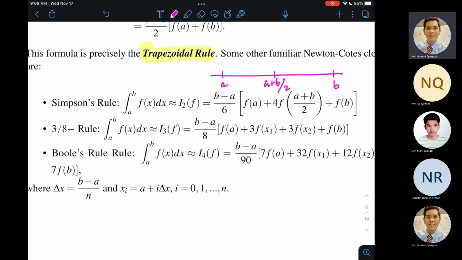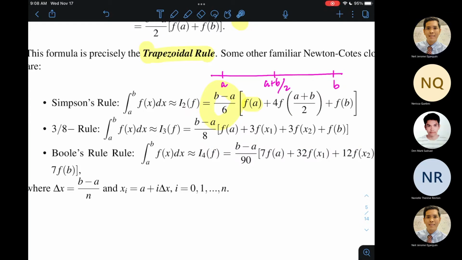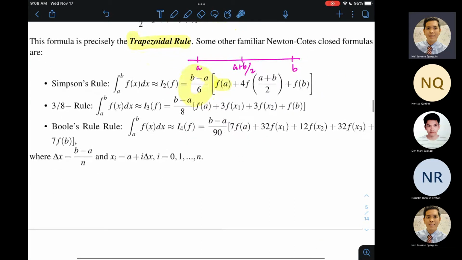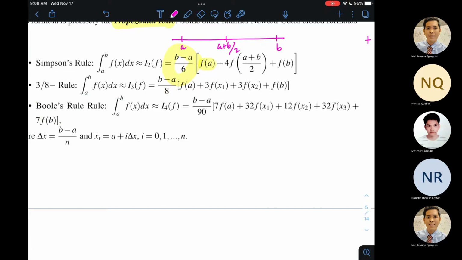Tapos, kung mag-undergo kayo ng same process as before, makukuha nyo yung weight para kay f of a ay (b minus a)/6. Para kay f of (a plus b)/2, ang weight niya ay 4 times (b minus a) all over 6. Tapos, para kay f of b, (b minus a)/6 din. Tapos kung hindi ka pa nakontento dyan, pwede kang gumamit ng apat na points and you will get this formula which we call the 3/8 rule. And then if you're not yet satisfied, then gumamit ka ng limang points, ang makukuha mo naman ay itong Boole's rule. Yeah, Boole's rule naman siya.